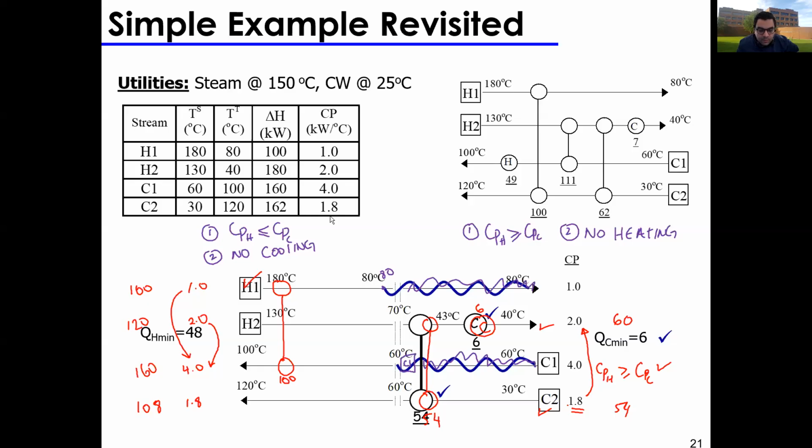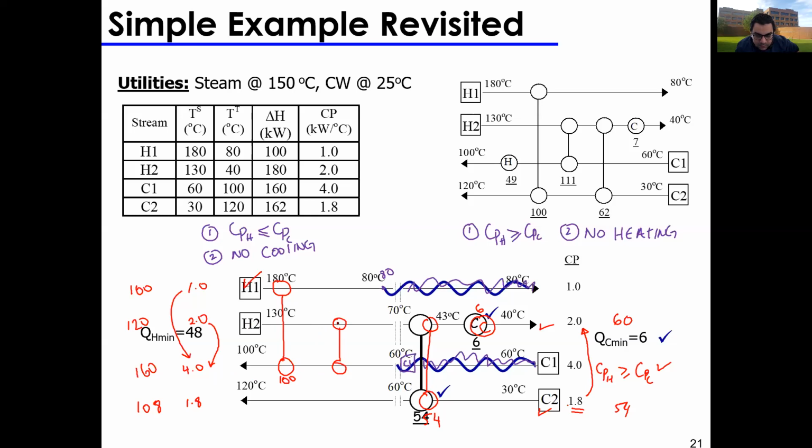So I'm connecting 2 to 4. This stream, I already satisfied 100, so I have 60 units of energy left in this stream. Just take a note of this. Then I'm connecting 2 to 4, CP hot less than CP cold, 2 less than 4. Yes, so I'm just going to connect these two guys right here.